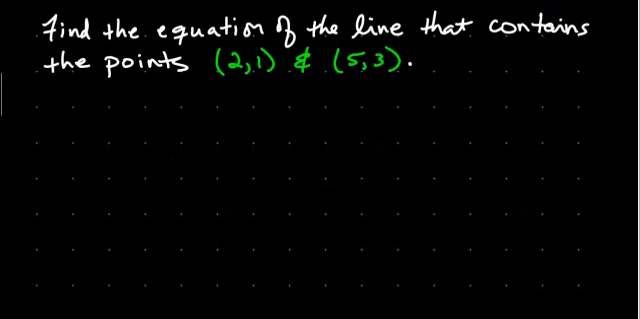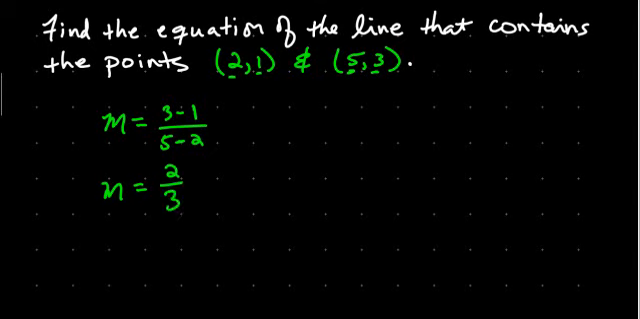Find the equation of the line that contains the points (2, 1) and (5, 3). So we've got 2 points here, and always if we're going to find the equation of a line, the first thing we need to know is the slope. So let's find the slope. Let's work in green this time. So m equals, let's go 3 minus 1 divided by 5 minus 2. We get that m equals, again, 2/3.